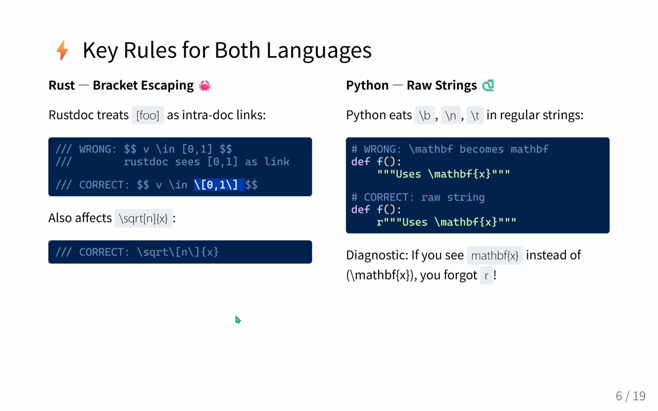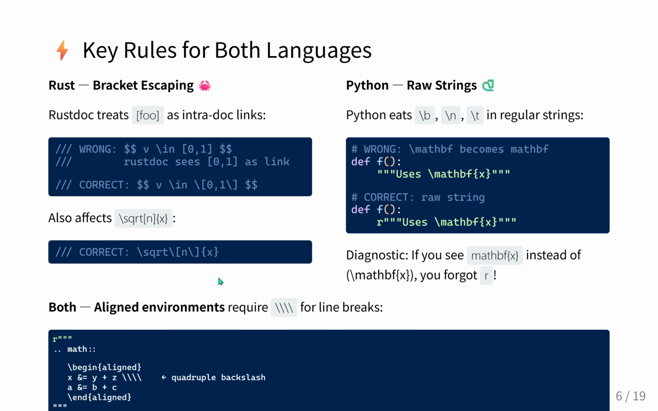And then there is the line break issue. In LaTeX, if you are aligning multiple equations vertically, you use a double backslash to create a line break. Standard LaTeX. But the Markdown parser that RustDoc runs on top of eats single backslashes as escape characters. Right. So to get 2 backslashes to survive the Markdown parser and actually reach KaTeX, you have to type 4 backslashes. 4 backslashes just to go to a new line.